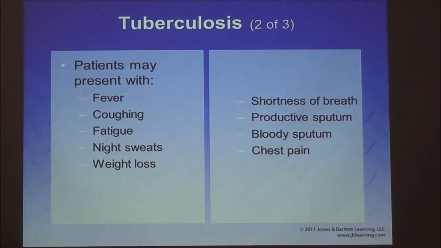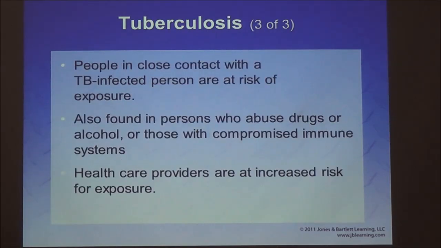People with an acute onset of TB, active TB, present with fever, coughing, night sweats, weight loss, productive sputum, sometimes bloody sputum, chest pain. You're at risk of exposure if you're in close contact. Being in the back of an ambulance is considered close contact, so be aware.